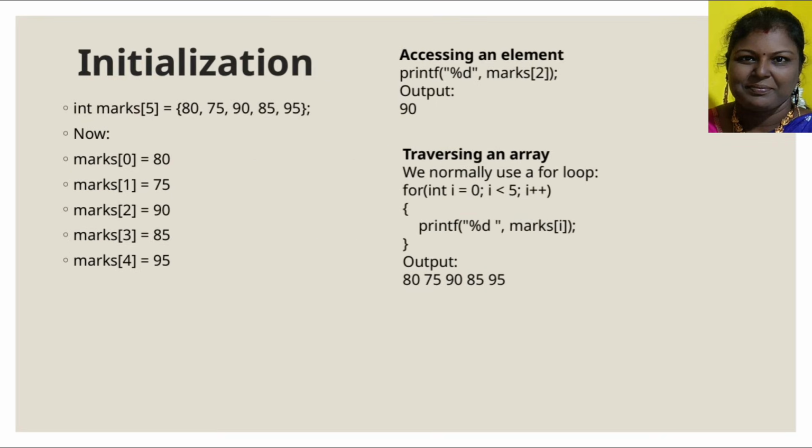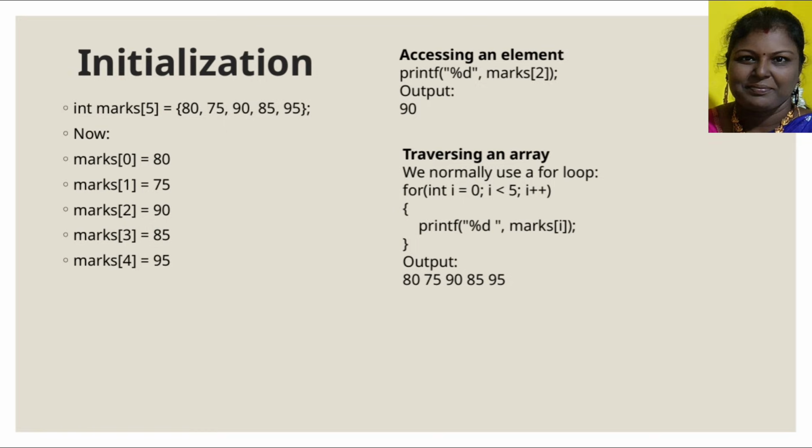We usually use a for loop to go through each element one by one. Here, the loop starts at 0 and runs until it reaches 5, printing each value in the array. For example, marks[0] is 80, marks[1] is 75, and so on. If we want just one element like marks[2], we can print it directly, which gives us 90. This way, we access and work with each part of the array easily.